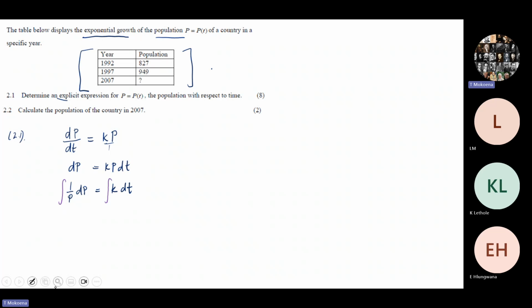So now, what is the integral of 1 over p? Don't be a superhero. If you forgot, this is the final exam, they're going to give you the formulas. If you forgot how to integrate, always refer to your formula sheet. So the integral of 1 over p is ln, the natural log of p. You don't have to write c.